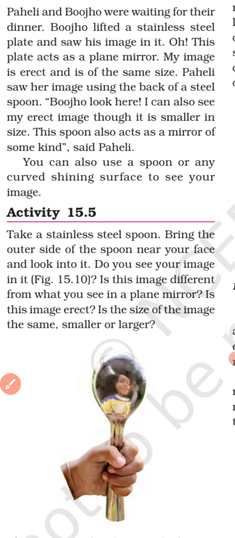Generally, if you try to look with the front part of your stainless spoon, then you will see that your image is inverted. It is not erect, it is inverted. Not upright. Your head will be below, and your foot will be up in the image of a concave mirror.